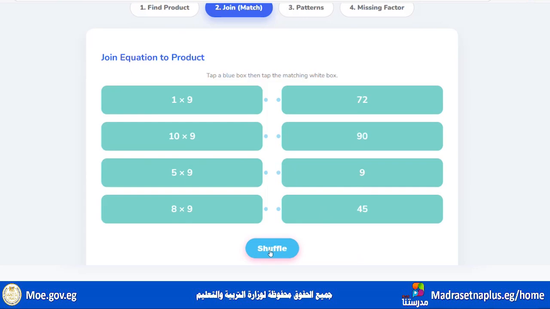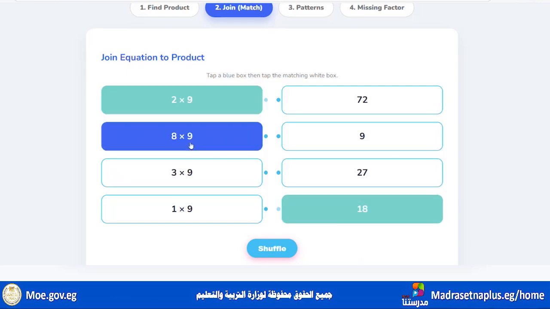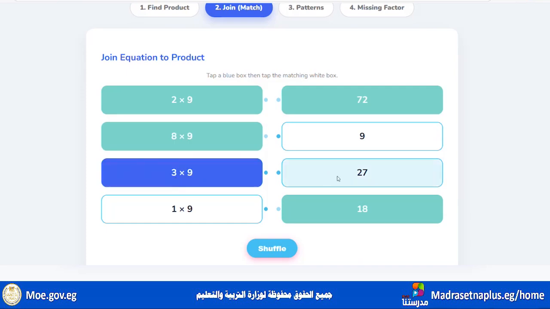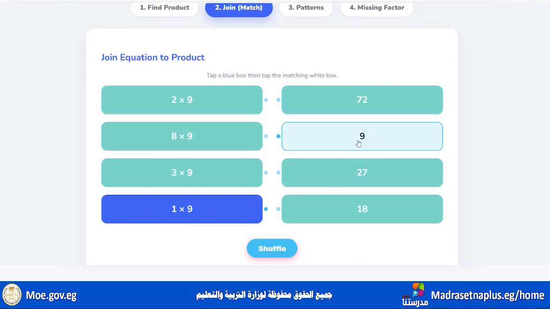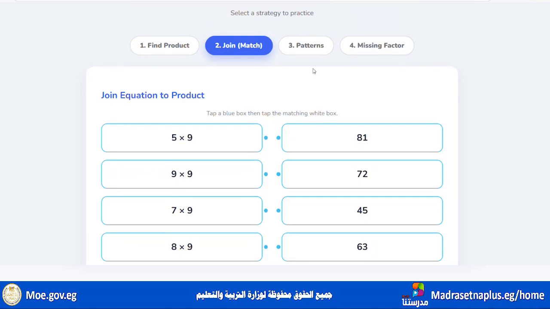Our answers are right. Well, that means change position of each one. 2 times 9, 18. 8 times 9, 72. 3 times 9, 27. 1 times 9 equals 9. Yes. What about the third activity of our quiz?